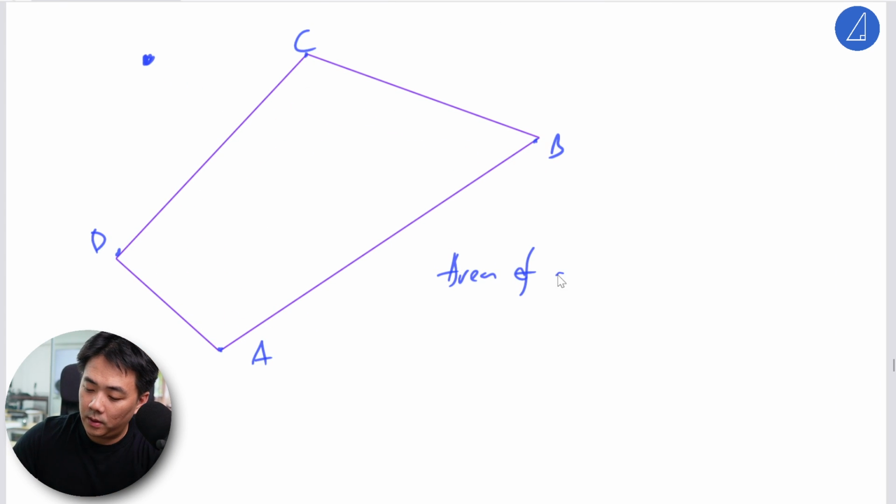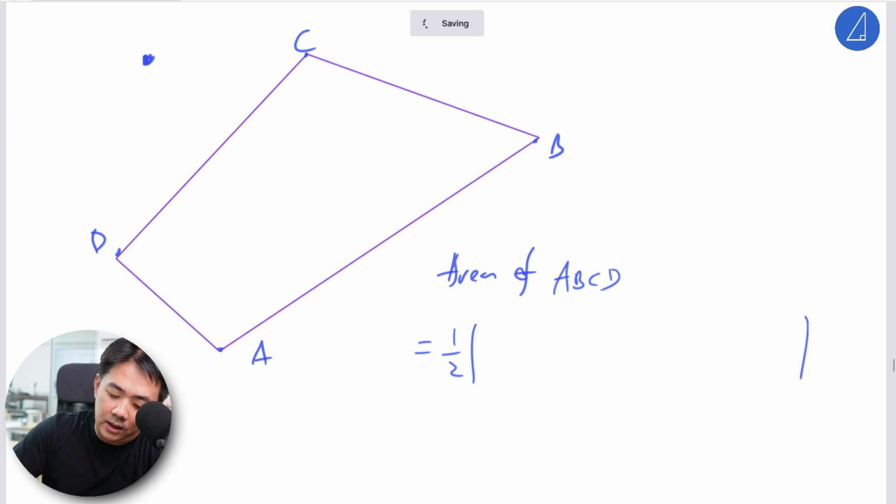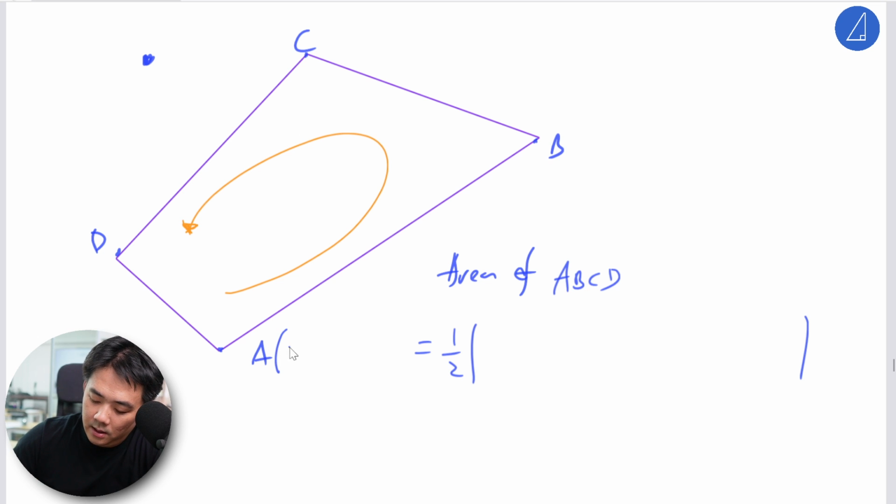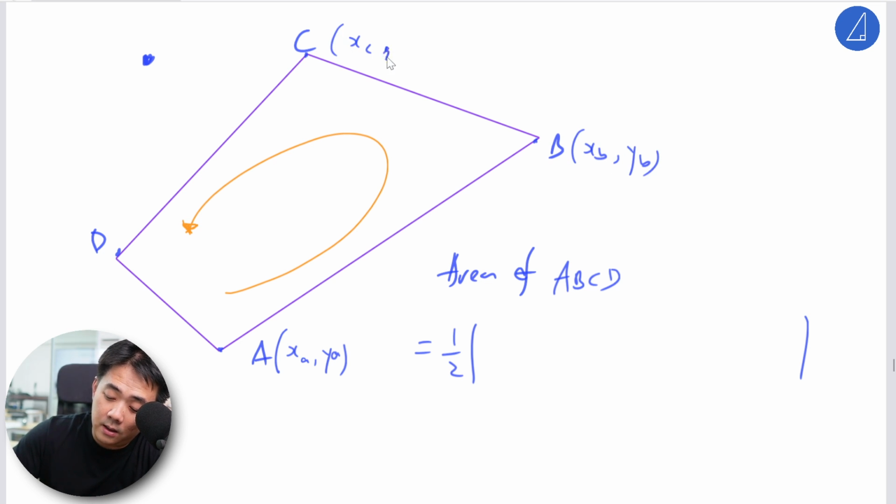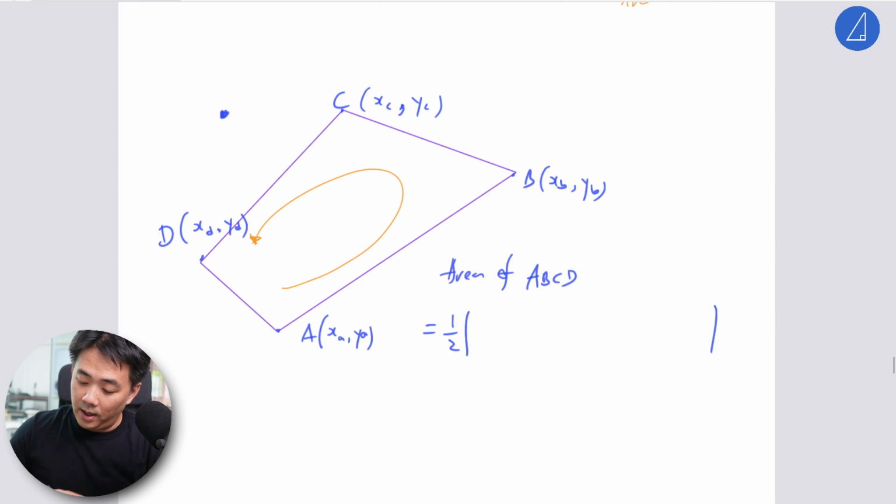Usually this is what we encourage you to do, is that you write in anti-clockwise manner. You start with this is X A, Y A, then this is X B, Y B, this is X C, Y C, and this is X D, Y D. Okay, so you can start with either one. So you can start with A, B, or C. So you can start with C first, then X D. It's better to be anti-clockwise.